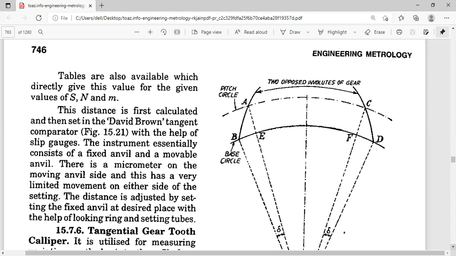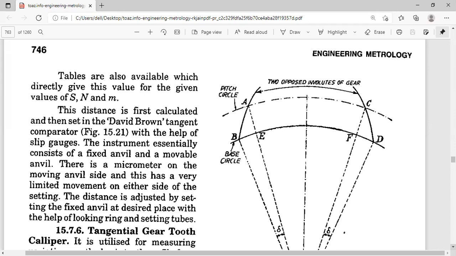There's limited movement on either side of the setting. That's the disadvantage of this particular David Brown comparator over the earlier instrument we have discussed. And this distance is adjusted by setting the fixed anvil at the desired place with the help of the locking ring, just like a screw we have on the portable handheld instrument at the left-hand side.